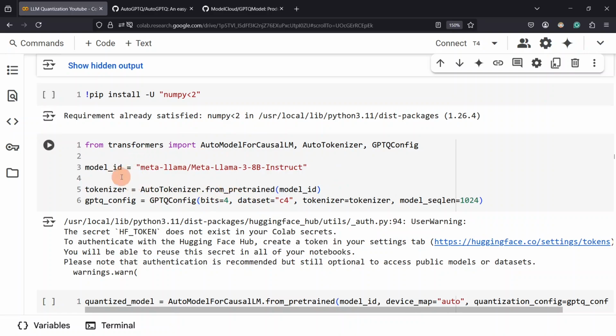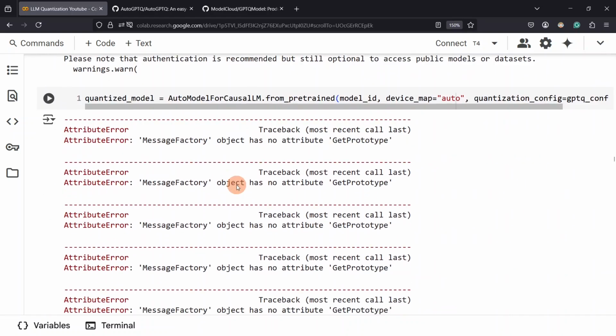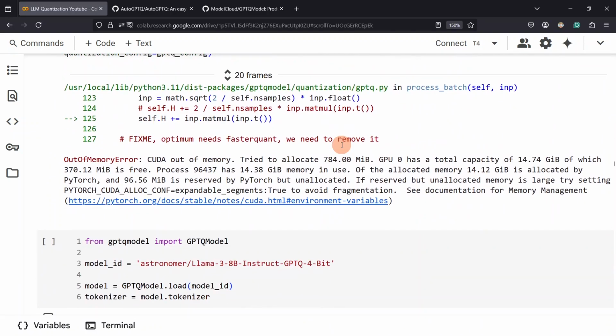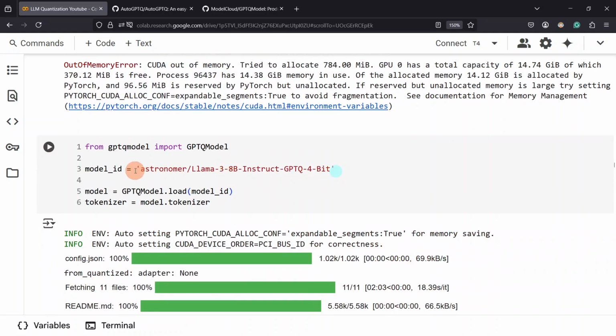So here I am loading the model Llama 3, but on Colab I was not able to quantize the model because of out of memory issues. So I moved to using an already quantized model that is there on Hugging Face, from this user, Astronomer.